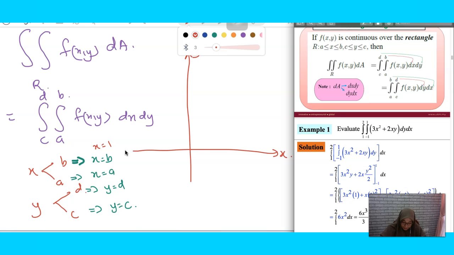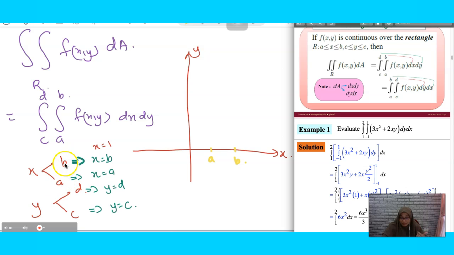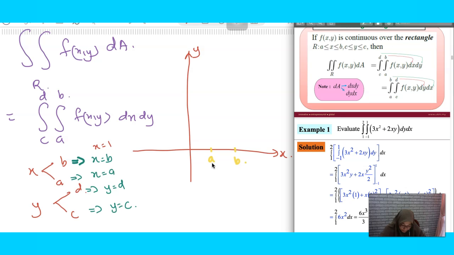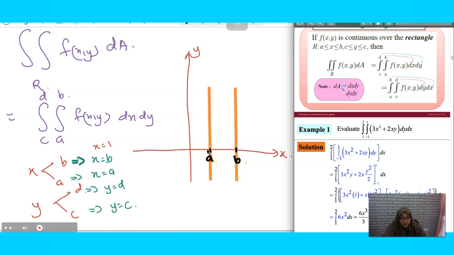So let's say this one is a and this one is b, because there is x equal to a and b, and a should be smaller than b. Remember the condition for the limits: the lower bound should be smaller than the upper bound. So a should be smaller than b, and you draw that line. Okay, so that is the line that you can get from this equation.